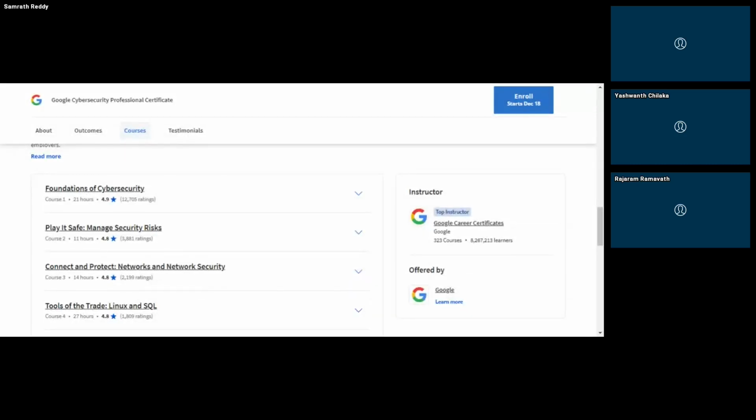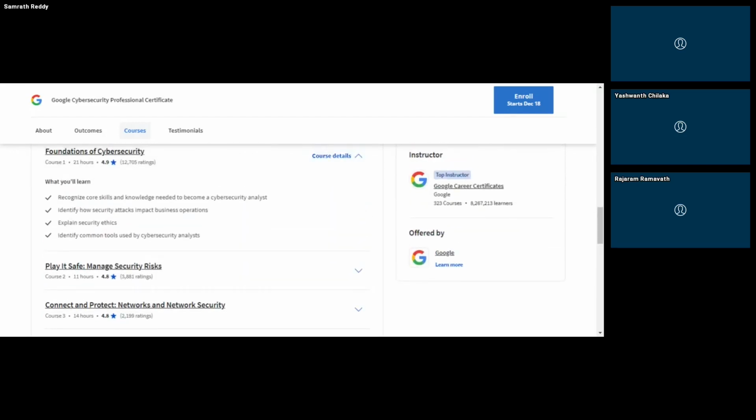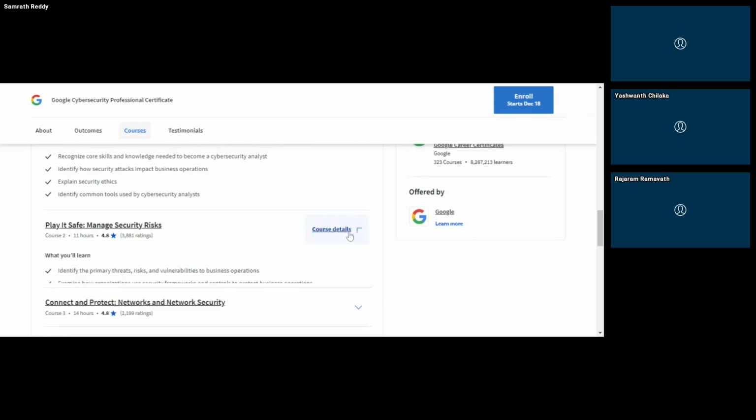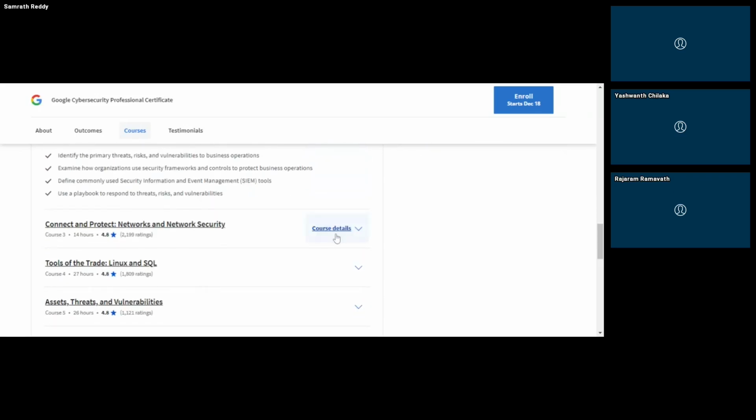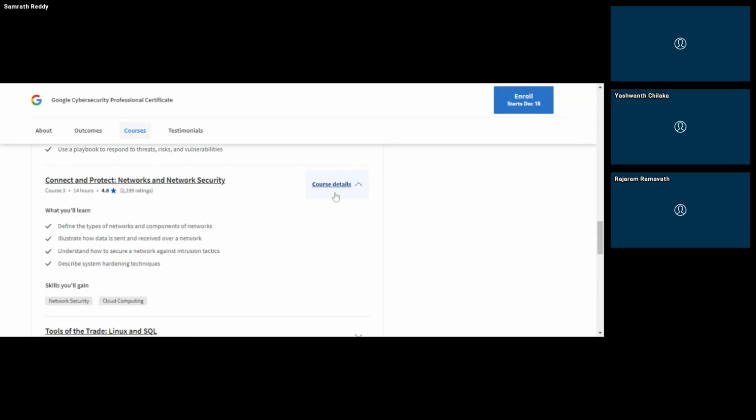Foundations of Cybersecurity and Play It Safe both mean the same: you will gain deep knowledge of cybersecurity, what cybersecurity actually is, how the industry looks at cybersecurity, and what tools are used in the industry. Going down, courses 3 and 4 deal with very important things that every student will go through in their second and third year, like Connect and Protect: Networks and Network Security, which deals with complete networking.